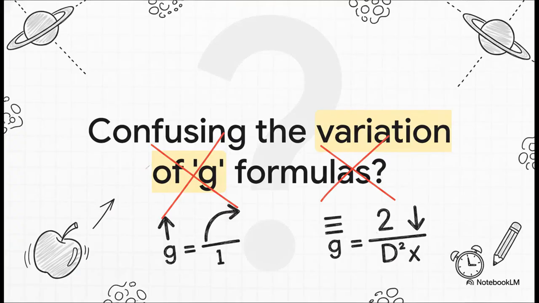Here it is. This is one of the biggest pitfalls. You know g changes with height and depth, but do you know that the formulas are fundamentally different? Applying the wrong one is an incredibly common mistake, and it's a totally avoidable error in the exam hall.